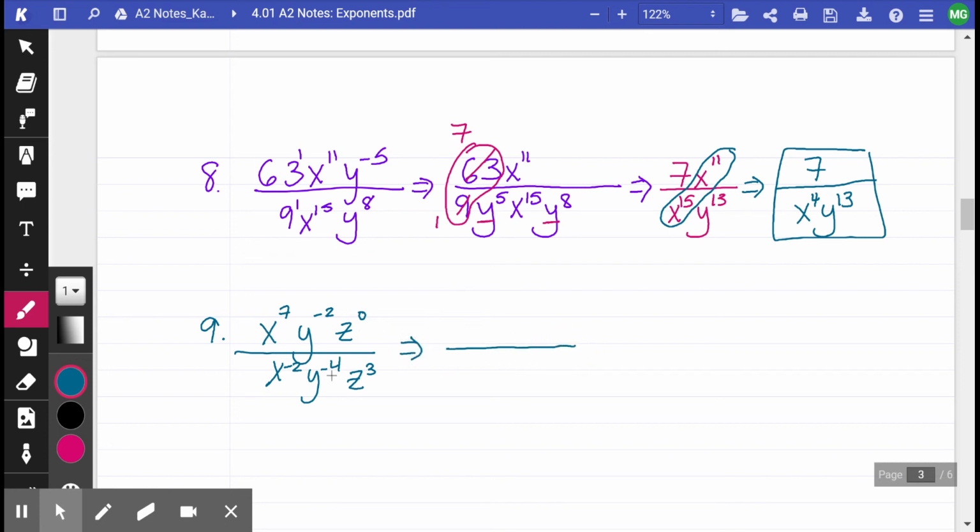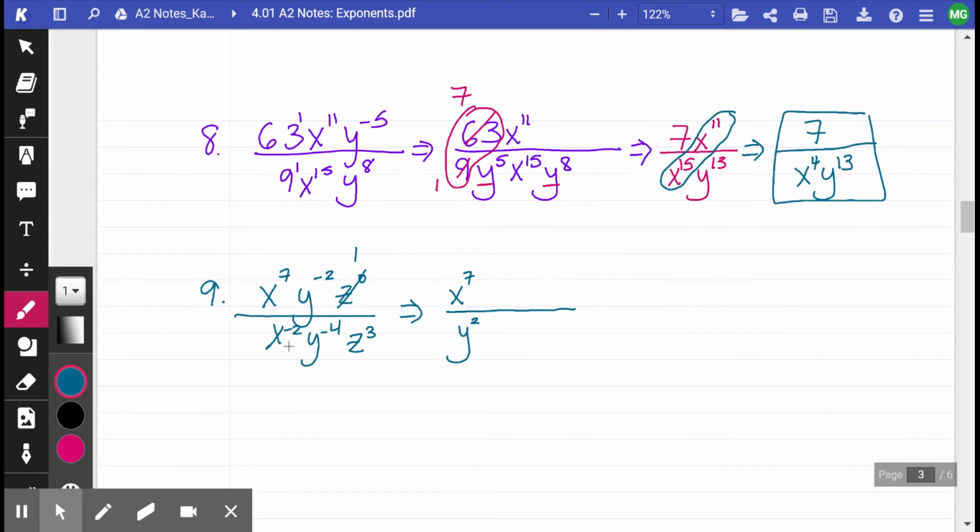Go through each one, left to right, top to bottom. X to the 7th is a positive exponent, it stays. Y to the negative 2nd, negative, it goes and becomes positive. Z to the 0 is just 1. So I don't need to write that. If you want to write that here, you can.